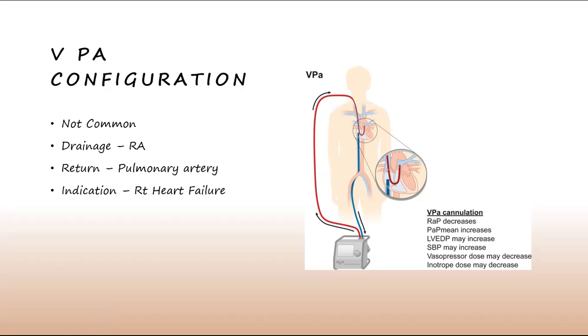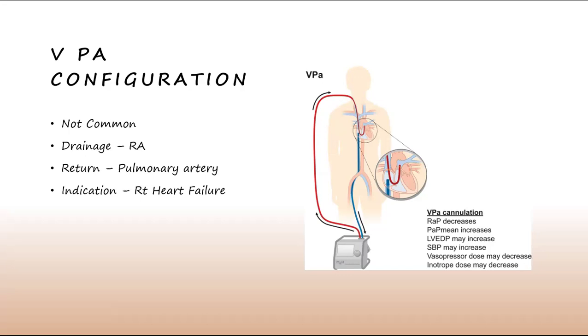So what are the advantages of VPA cannulation? Your right atrial pressure decreases, your pulmonary artery pressure increases. That means the perfusion to the lungs will increase. Left ventricular end diastolic pressure might increase because you're giving the blood directly into the pulmonary artery. Systolic blood pressure will improve. The vasopressor dose might decrease and inotropic dose might decrease here. It's technically a right heart support. You're bypassing the right ventricle, sucking the blood from the RA and giving it back into your pulmonary artery here.